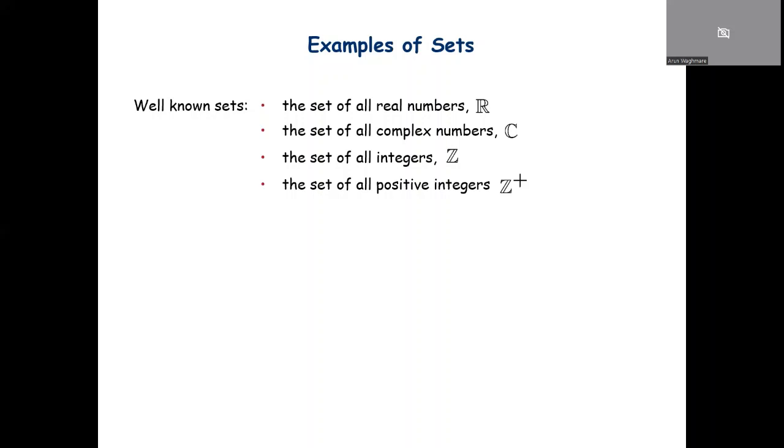Now, examples of sets. Well-known sets are the set of all real numbers, R, the set of all complex numbers, C, the set of all integers, Z, and the set of all positive integers, Z plus. So these are the different well-known sets. The empty set is always denoted by ∅ or by empty curly brackets. It is a set with no elements.